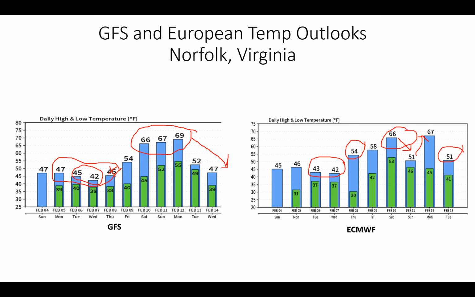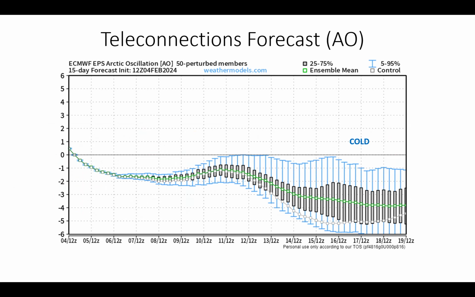So just showing you some differences in the modeling and the temperature outlook. Going to be chilly early part of this week. Major modification of the air mass by next weekend with highs into the 60s for Norfolk. Now let's examine the teleconnections forecast. What is the latest?